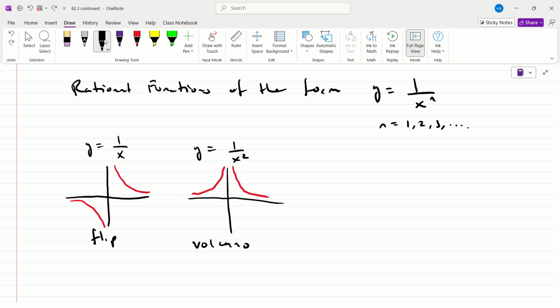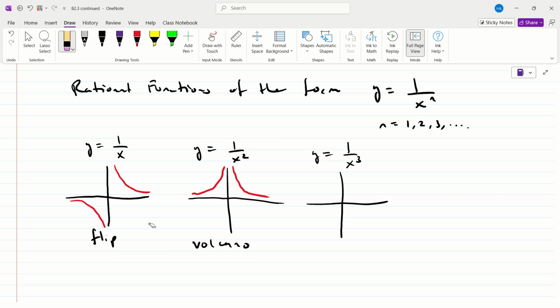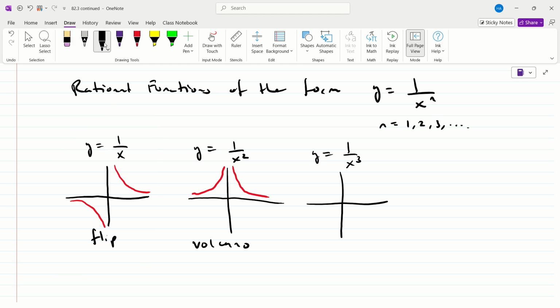And these are the two functions you want to have in mind whenever you're working with rational functions, because if any other rational function of this format comes your way, you can compare them to either one of these two functions. So in this case, because I have 1 over x cubed and 3 is odd, I'll compare it to this 1 over x to the first power, and I'll know that this function will look like this. So 1 over x cubed has that flipping characteristic where it goes down to negative infinity on one side and positive infinity on the other.